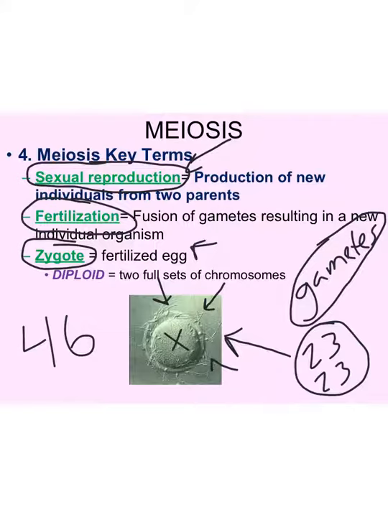And since this fertilized egg, this zygote, now has one of each chromosome from mom and one of each chromosome from dad, that thing is now diploid. So you have a haploid sperm entering a haploid egg, and you end up with a diploid zygote.